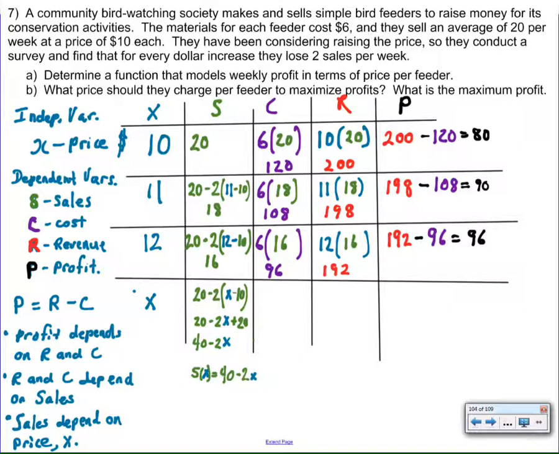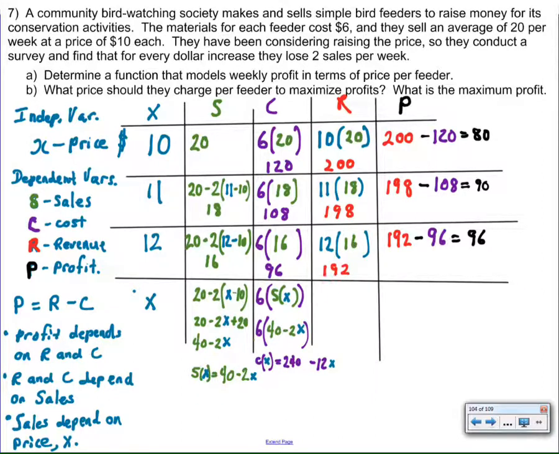I can do the same thing for cost. It seems $6 is a fixed cost times the number of items made. So we have sales of 40 minus 2x. We're going to take 6 times the sales, or 6 times (40 minus 2x), which distributes out to 240 minus 12x. So there's our cost function, there's a sales function.